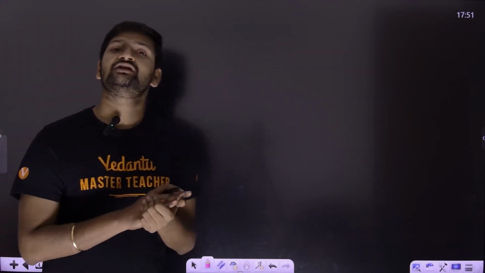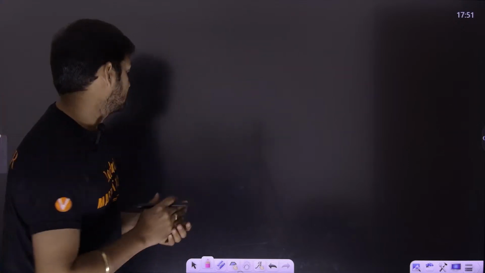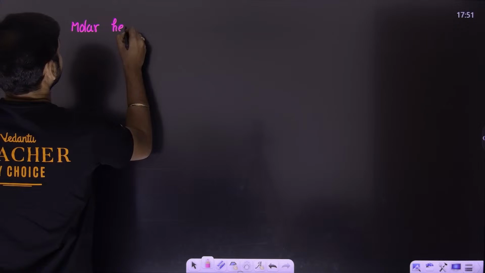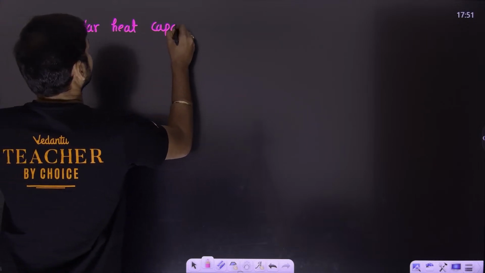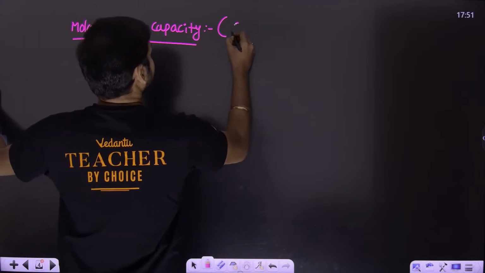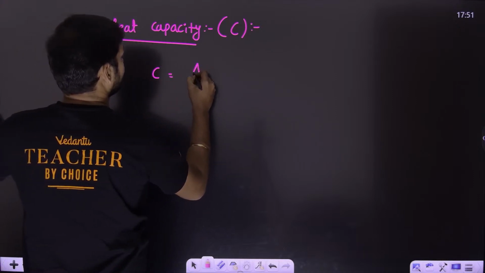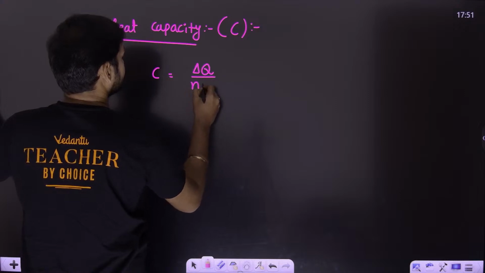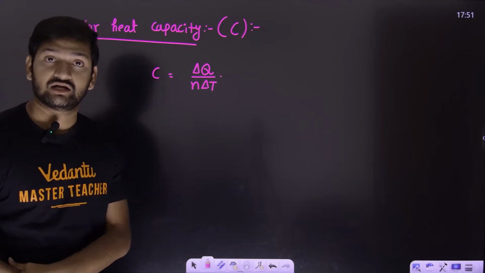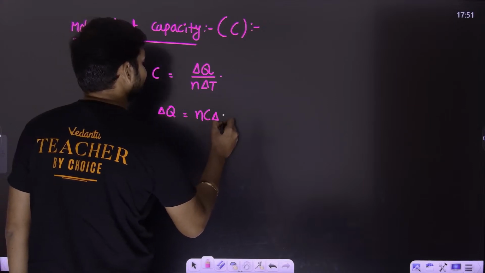Now, the very first thing is we have to talk about molar heat capacity. It is generally represented with the letter capital C. Capital C is the amount of heat you have to give per unit mole per unit change in temperature, and it is called molar heat capacity. Delta Q is going to be nC delta T.